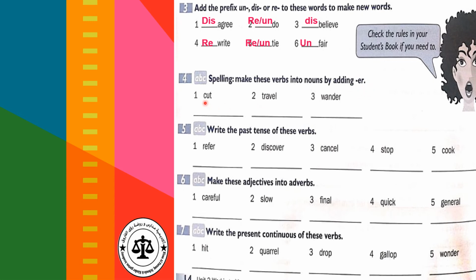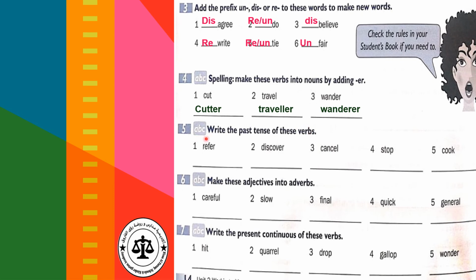Excellent. So, cut, if we want to add er, we have to double the last letter, the consonant letter. This is T. It becomes cutter. Yes. Number 2, travel. Also here we have to double the letter L, then we add the suffix er, and the last one we have wander. It becomes wanderer.